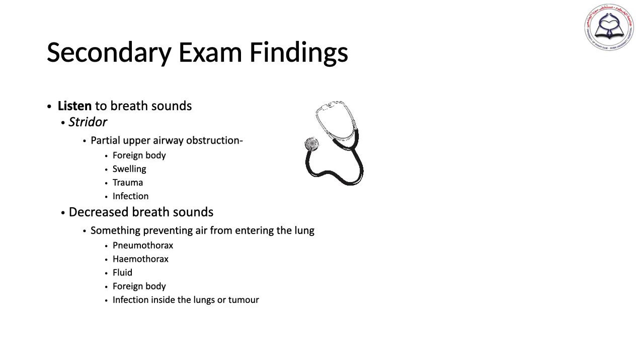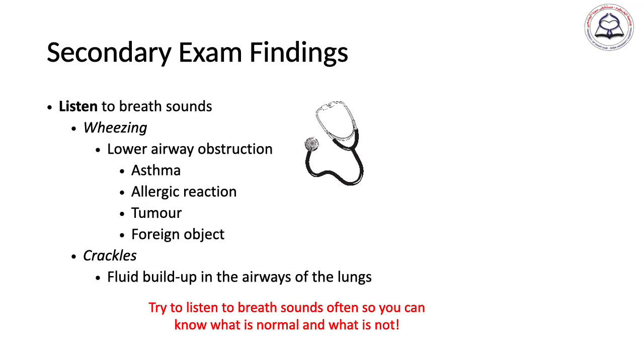Then you listen for breath sounds. Stridor, partial upper airway obstruction, can be due to foreign body, swelling, trauma, or infection. Decreased breath sounds can be due to pneumothorax, hemothorax, presence of fluid, foreign body, or infection inside the lung or tumors. On lung auscultation, when you hear wheezes, it could be due to asthma, allergic reaction, partial obstructing tumor, or partial obstructing foreign body. Presence of crackles can signify pulmonary edema or lung infection.